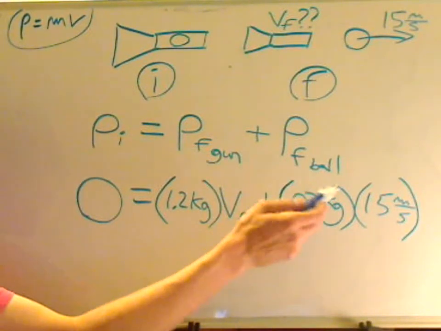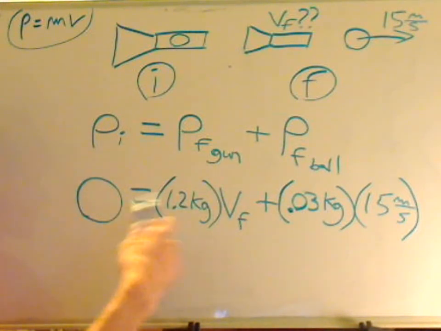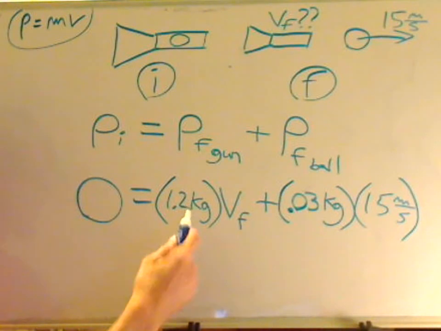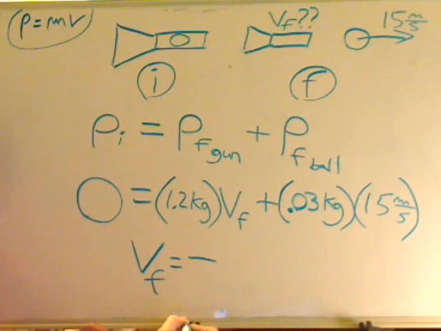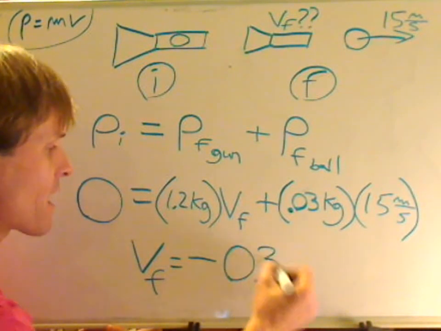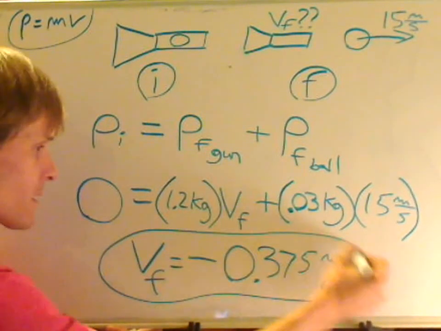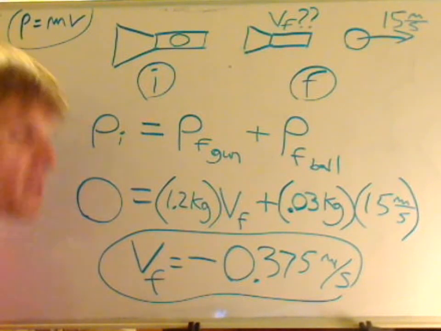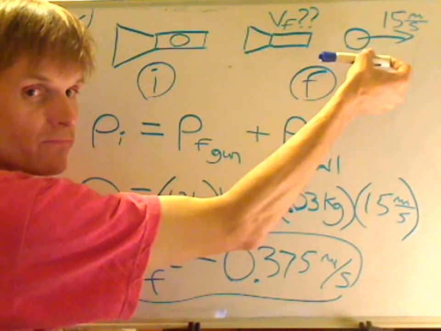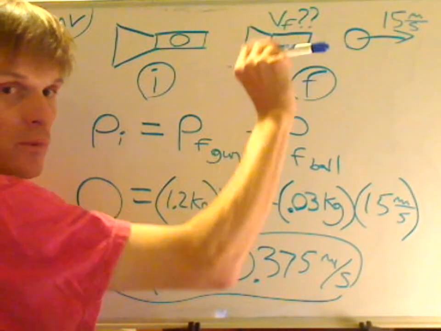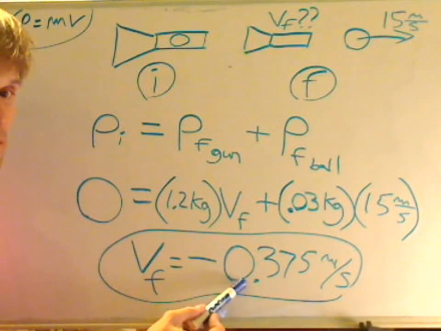Okay, so we do this problem, 15 times 0.03, subtract that from both sides, and then divide by 1.2, and you find that the final velocity is negative 0.375 meters per second. And again, that's basically what we'd expect. We defined to the right as a positive velocity, and the gun recoils to the left. So the ball has a positive velocity, therefore our gun has a negative velocity. And it's a relatively small velocity.